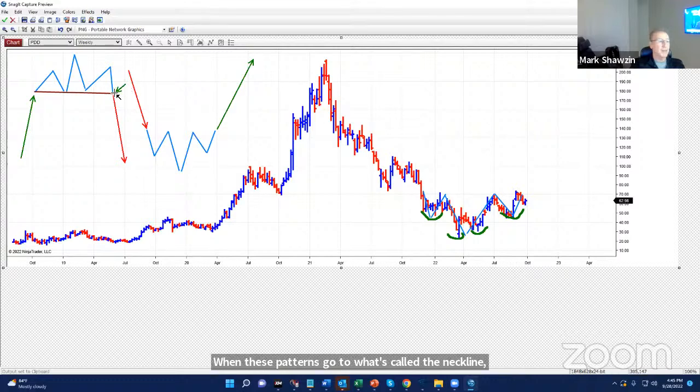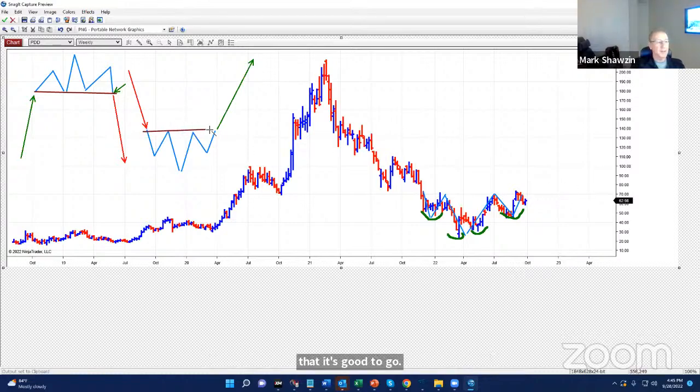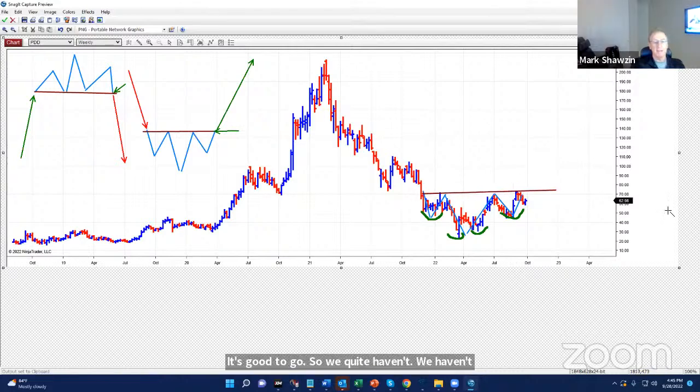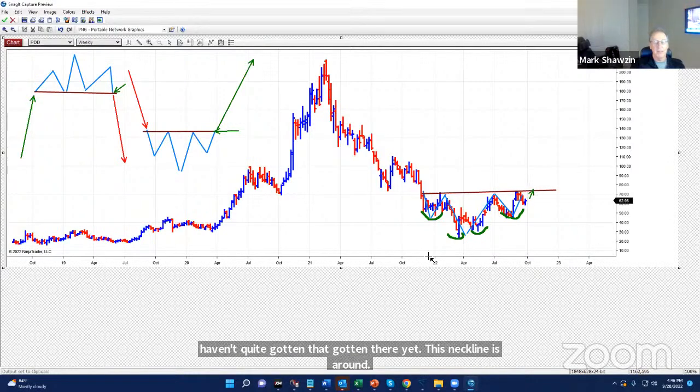And so when that peak pierces this neckline, you know that it's good to go. And similarly here, you cross all of these highs, and then once this penetrates this neckline, it's good to go. So we haven't quite gotten there yet. This neckline is around, I'd say, the 71, 72 area.